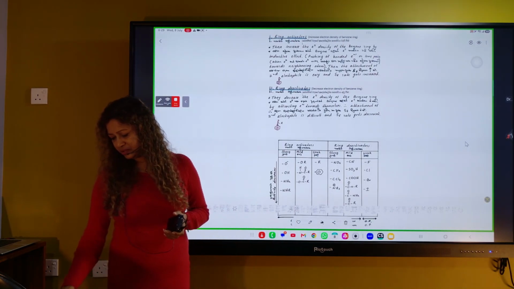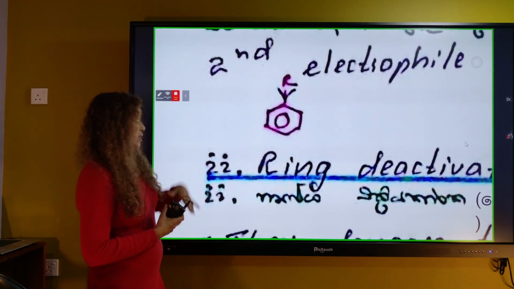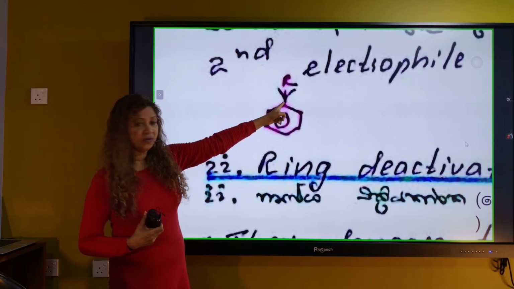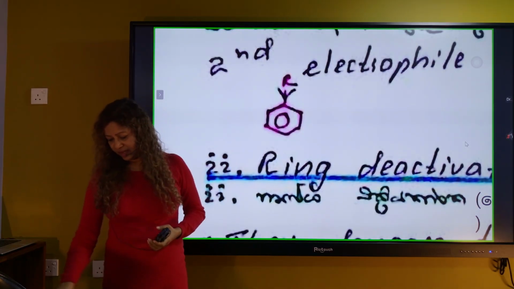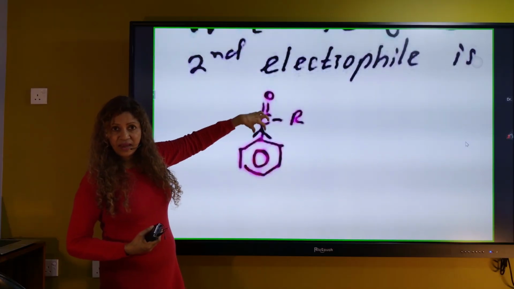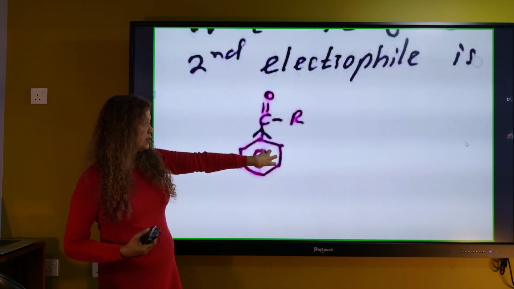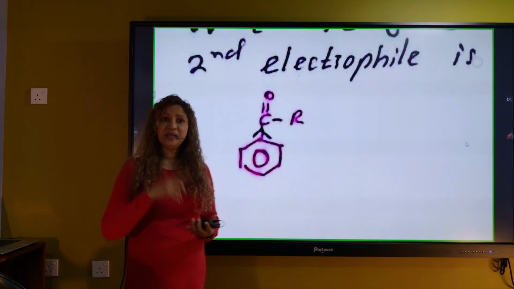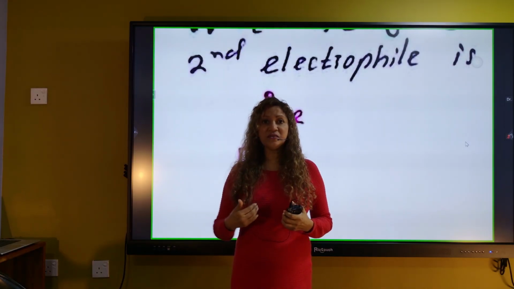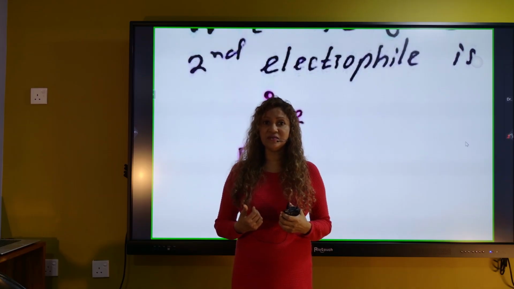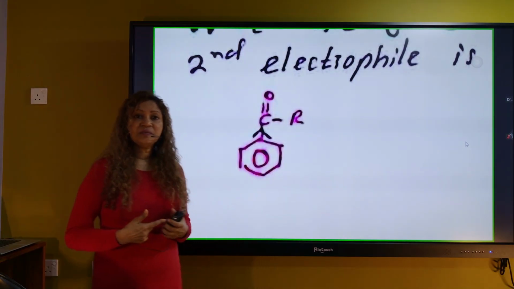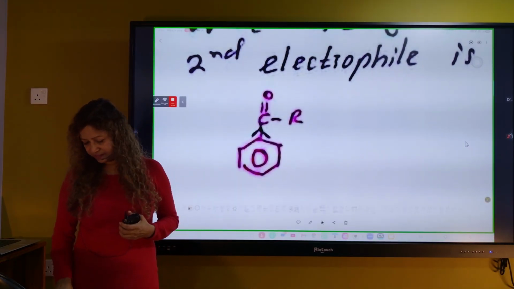What do they do? See, ring activators provide their electron density towards the benzene ring through inductive effect. And ring deactivators drag electrons away from the benzene ring, so it's discouraging for the joining. So ring activators increase electrophilic substitution of the second electrophile. Ring deactivators decrease electrophilic substitution of the second electrophile.